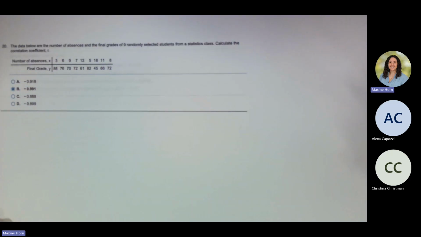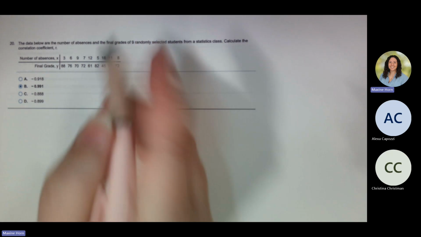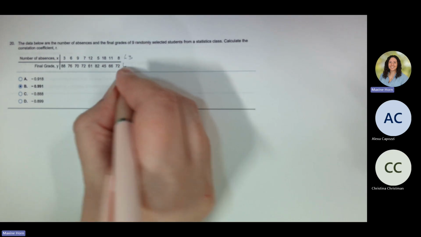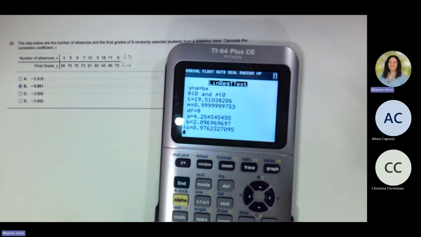Okay, the data, you can't see that. The data below are the number of absences and the final grades of 9 randomly selected students from a stats class. Calculate the correlation coefficient, right? We're trying to see, is there a correlation between the number of absences and the final grades, right? Okay, so again, we're going to put this in L1 and L2. I'm going to put it in L3 and L4 because that's what I did so that I could have all of these already in here.